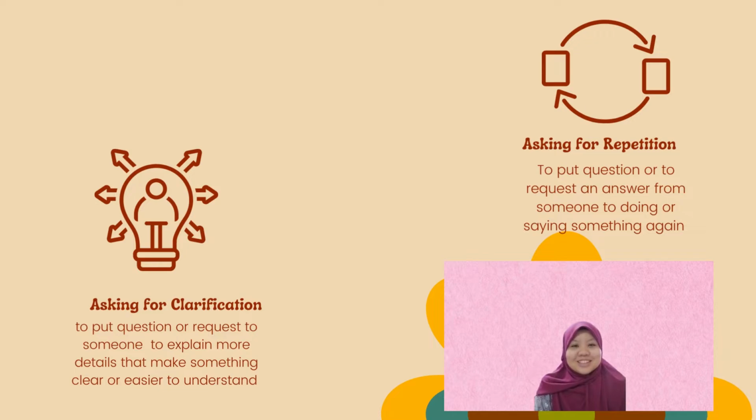Next is asking for clarification. Asking for clarification means to put question or request on explanation or more details that make something clear or easier to understand. The useful expression that I can suggest are I am afraid that I don't quite understand what you are getting at. Could you explain to me how that is going to work? Or I don't see what you mean. Could you give some more detail, please?